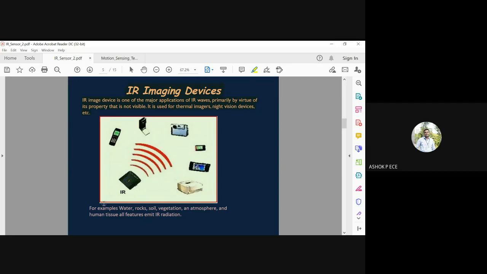Different objects emit different infrared radiation. For example, water, rock, soil, vegetation, atmosphere, and human tissue all emit different IR radiation. With that, you can easily identify objects by what type of radiation is emitted. For humans, you know that a human emits only a particular wavelength of radiation, so if you detect that radiation around you, you can conclude there is a human presence in the surrounding area.